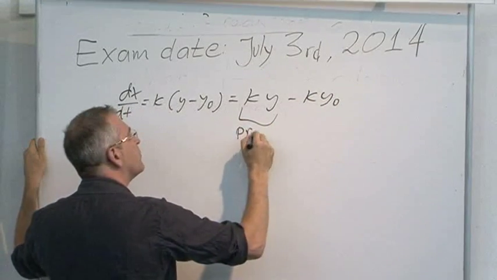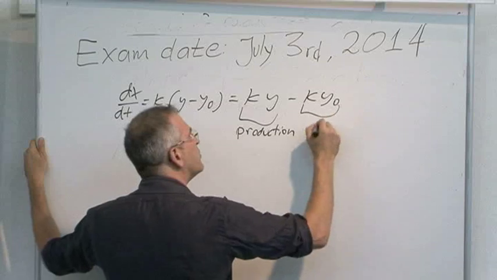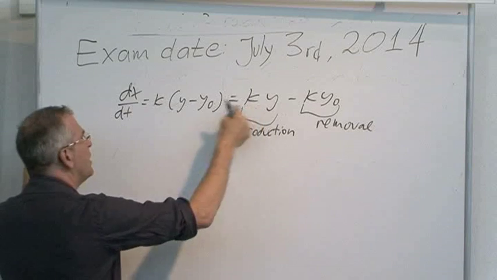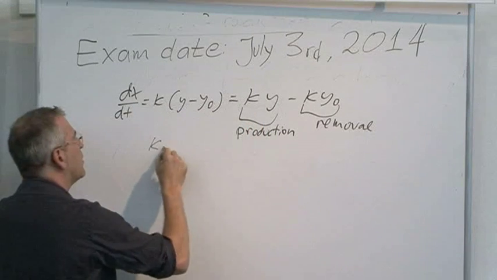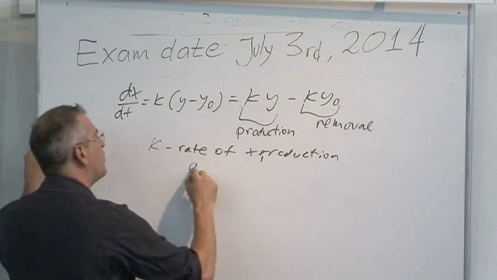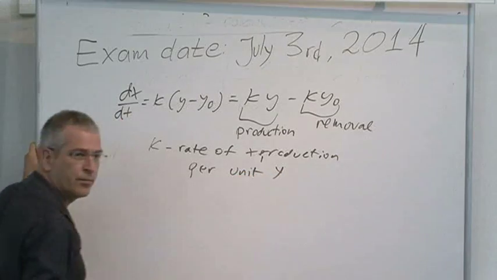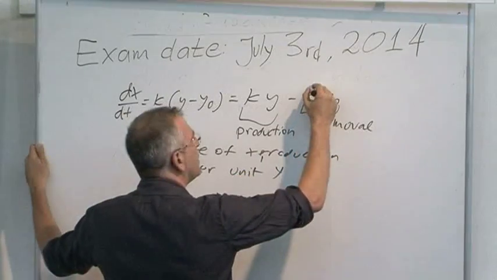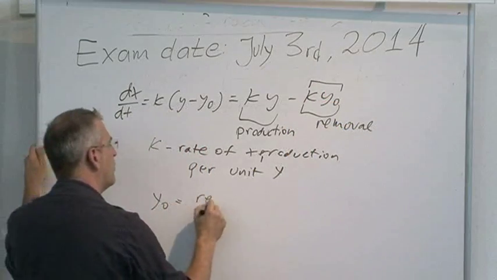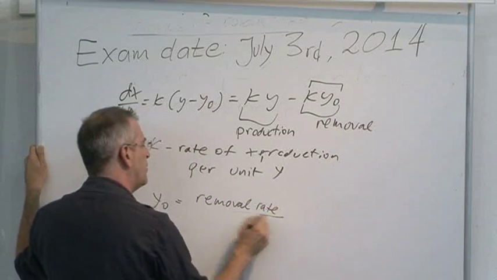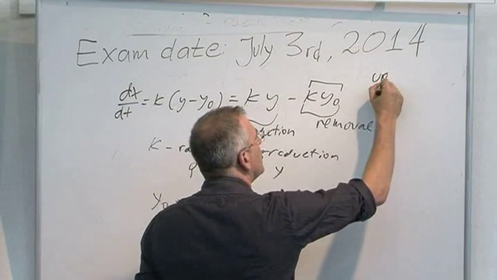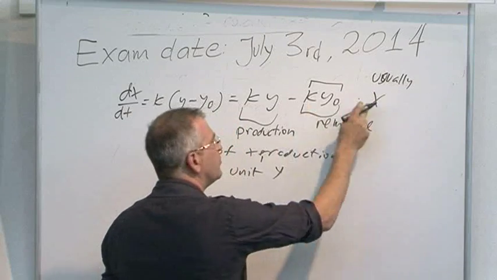So this is X production. This is X removal. So the K, you might say, is the rate of X production per unit Y, and then KY0 together. So you can get Y0 by taking the removal rate, dividing it by K, you might say. Okay. And usually we learned that you have an X here because removal is proportional to X.